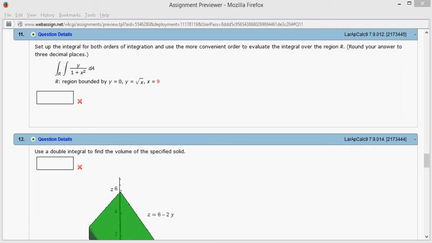All right, let's look at the homework 7.8, 7.9, problem number 11. We want to evaluate this double integral over the region bounded by y equals 0, y equals square root of x, and x equals 9. All right, so let's do that.